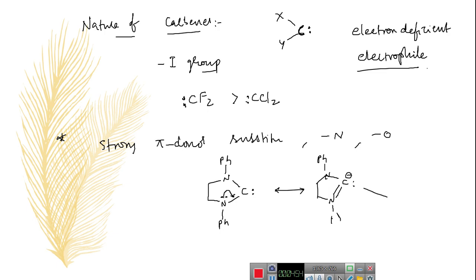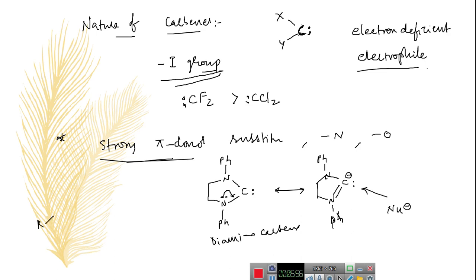So the carbon in this carbene becomes nucleophilic when it has a donor atom such as nitrogen or oxygen adjacent to it. In this diaminocarbene, the donation of electrons from the nitrogen gives the carbon nucleophilic character, so this carbene in general acts as a nucleophile in its reactions. So the substituents on the carbon atom make the carbene differ in nature. If you have minus I group substituents, the carbene becomes more electrophilic, whereas if you have strong pi donor substituents, the carbon becomes more nucleophilic.